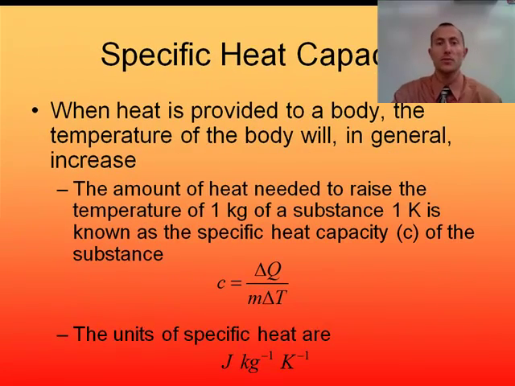Then we have our specific heat capacity, and the specific heat capacity is how much energy it takes to raise 1 kilogram of an object 1 degree Kelvin. And so there again, as we mentioned, the big difference: the thermal capacity or heat capacity is how much it takes to raise an entire substance per degree Kelvin. The specific heat capacity is how much it takes to raise 1 kilogram of that substance 1 degree Kelvin.